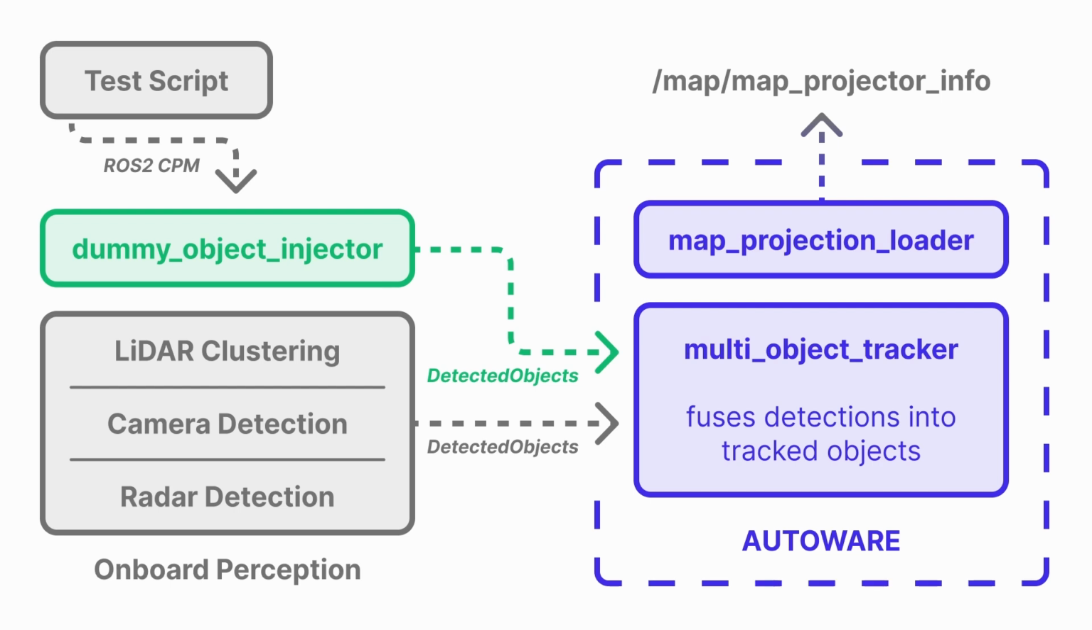Note that the module requires a valid map to be loaded. It relies on the map projector topic to convert global reference coordinates into local frame positions, so without map information, the conversion will fail. And that's all I have to show today.